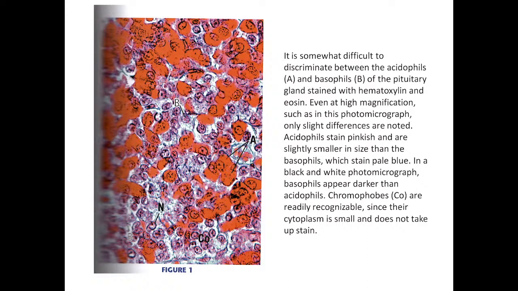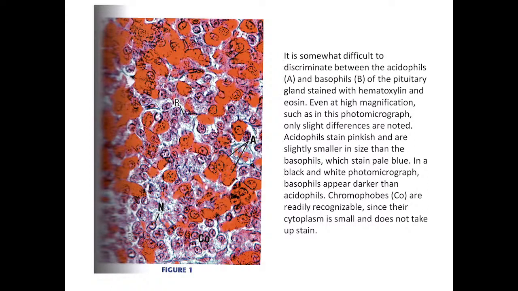It's somewhat difficult to discriminate between the acidophils and basophils of the pituitary gland stained with hematoxylin and eosin. Even at high magnification, such as in this photomicrograph, only slight differences are noted. Acidophils stain pinkish and are slightly smaller in size than the basophils, which stain pale blue.